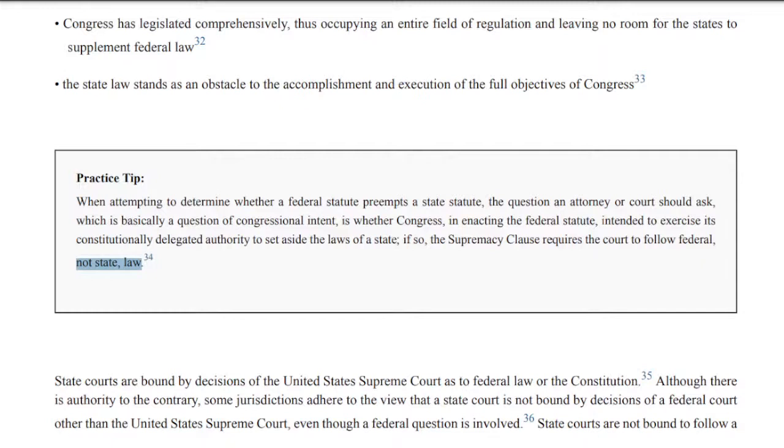So if it was the intent of Congress to exercise its authority to set aside the laws of a state, then the Supremacy Clause requires a court to follow the federal, not the state law. That's your practice tip. So you can argue either way, but the court is going to follow the Supremacy Clause in this case, and the precedent would be for federal, not the state law.